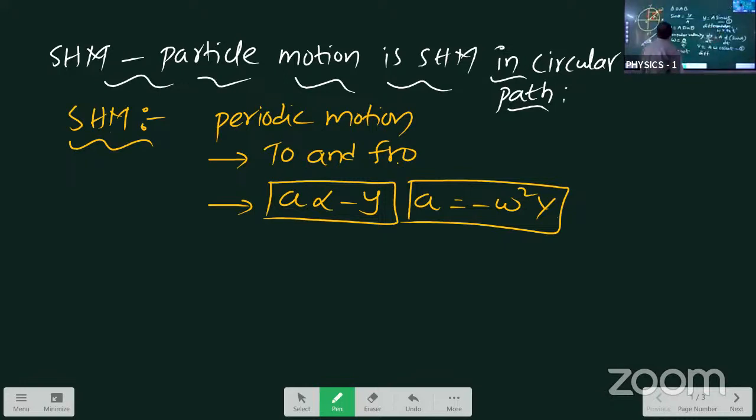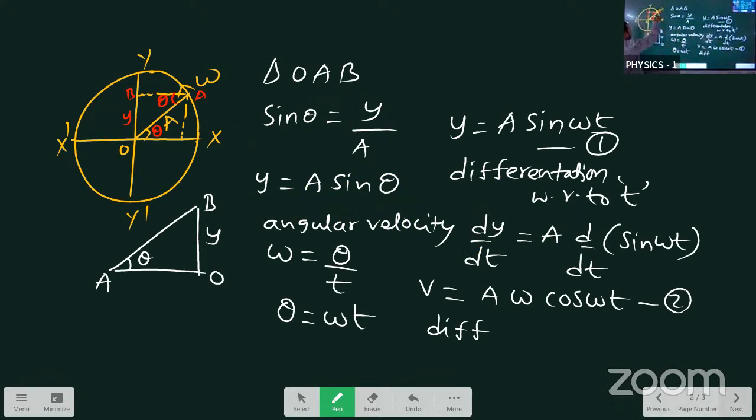Then, after the circular path, one particle is moving in a circular path. This is the anti-clockwise direction, student. What is the angular velocity? Omega. The particle moves from x to some point A, and it takes some time t. Here we draw an imaginary diagram. Two right angle triangles come. This is angle theta. Here also theta. So from right angle triangle ABO, what is sin theta? Opposite side, y, by hypotenuse A. y equals A sin theta.